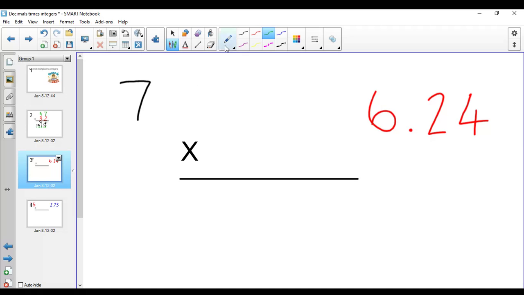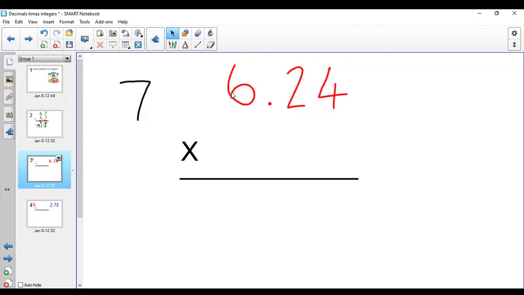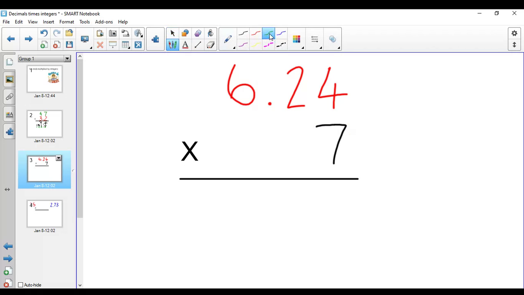Slightly different example. Nothing to be too worried about though. I've got 7 and I've got 6.24. I'm actually going to put the longer number on top. There's a reason why I'm going to do that. I'm going to put the 7 underneath because then I only need to know my 7 times table to actually solve these correctly. 7 times 4 is 28. So I've got an 8-digit here.